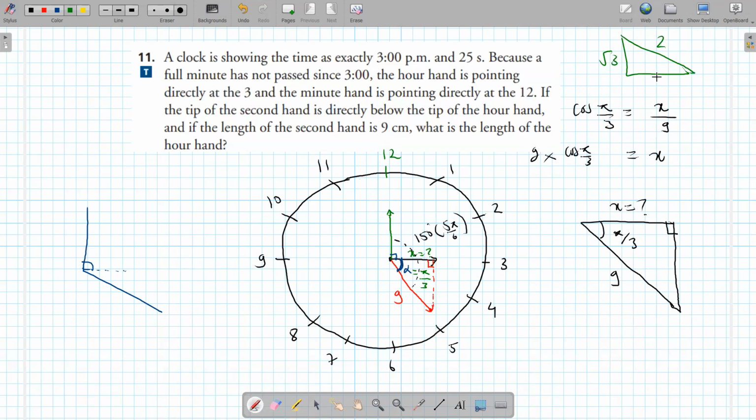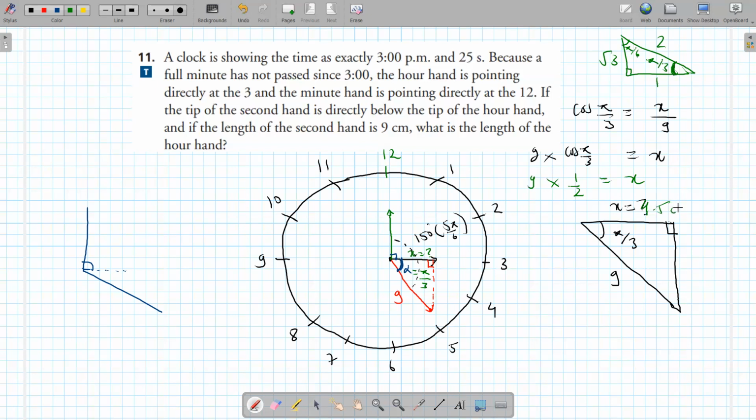What's cosine of pi over 3? Look at that triangle. It's our special triangle, 30-60-90. Relative to pi over 3, what's your adjacent? 1, and the hypotenuse is 2. Therefore, cosine of pi over 3 is 1 over 2. So you have 9 times 1 over 2 is x. So it's going to be 4.5 or 9 over 2.